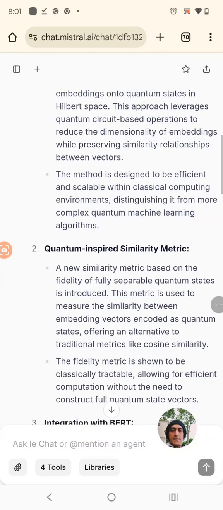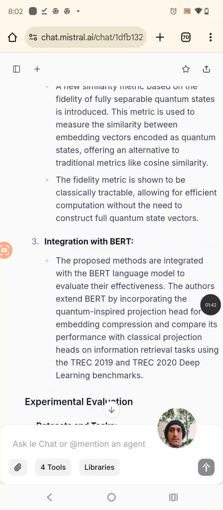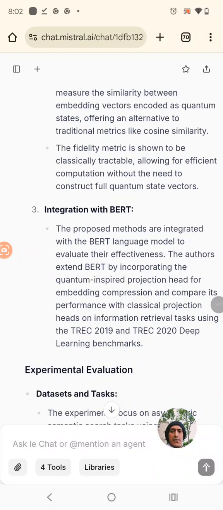Alright, and also the similarity metric. They have a quantum inspired similarity metric. The name for this is fidelity metric, which measures the similarity between embedding vectors encoded as quantum states. This is an alternative to cosine similarity, and this fidelity metric allows for efficient computation without the need to construct full quantum state vectors.